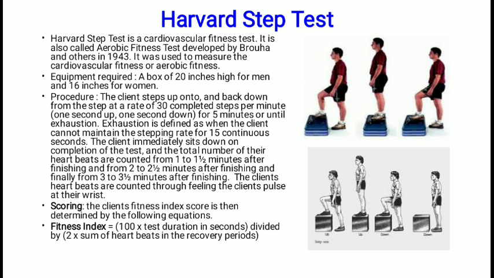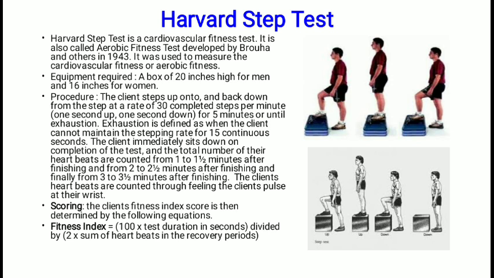When the client gets exhausted, he sits on the chair, and afterwards the heartbeats are checked. For example, after 1 minute of sitting down, the heartbeat is checked for 30 seconds, then after 2 minutes it is checked again for 30 seconds, and again after 3 minutes. So you can find that the first count might be, for example, 90, and in the second the heartbeat has come down because he is in the resting position, from 90 to 80, then from 80 to 70 or 60, whatever it may be. So this is what is taken.